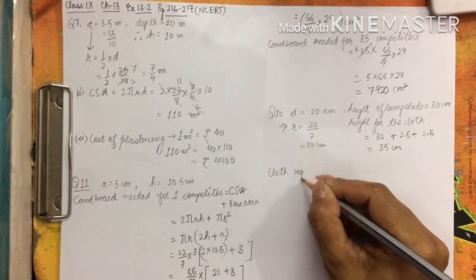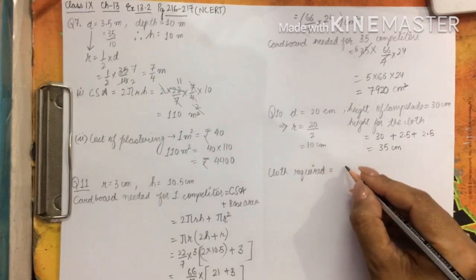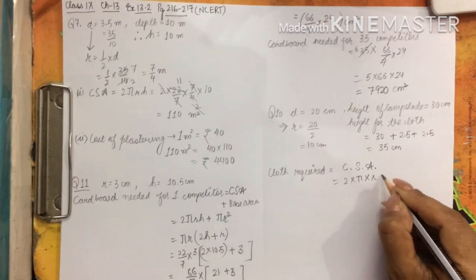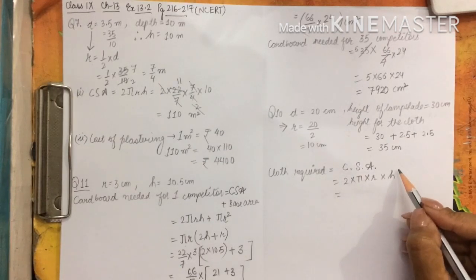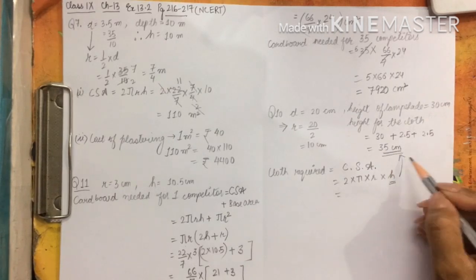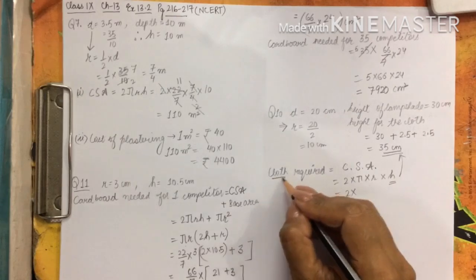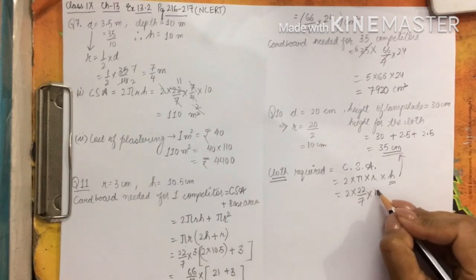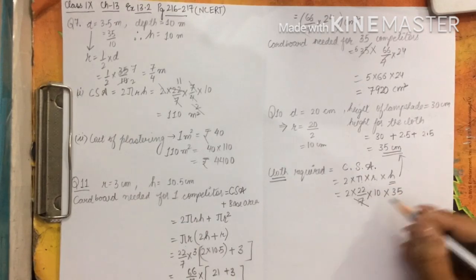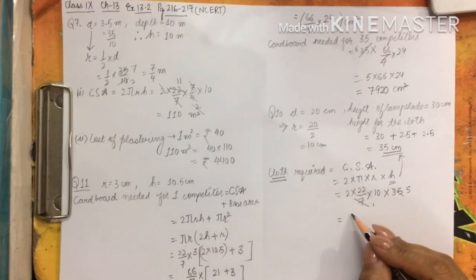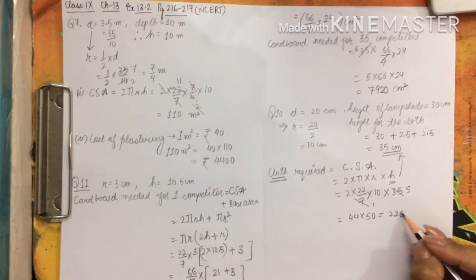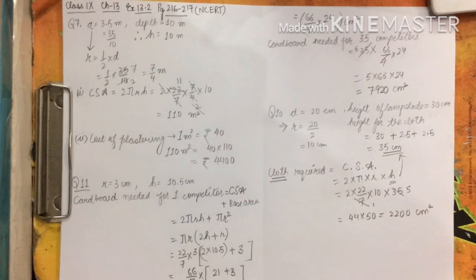Since the units are centimeters, we can solve. Cloth required will be given by the curved surface area. For the curved surface area, the formula is 2 into pi into r into h. Just remember the height will be this one, not the earlier one, because we are calculating the cloth required. Use the values for pi, r and h. Simplifying, these can be cancelled. So I'm left with, so this comes out to be 2200 centimeter square.